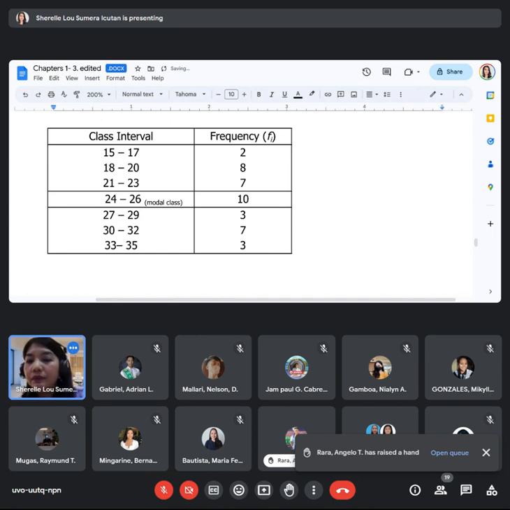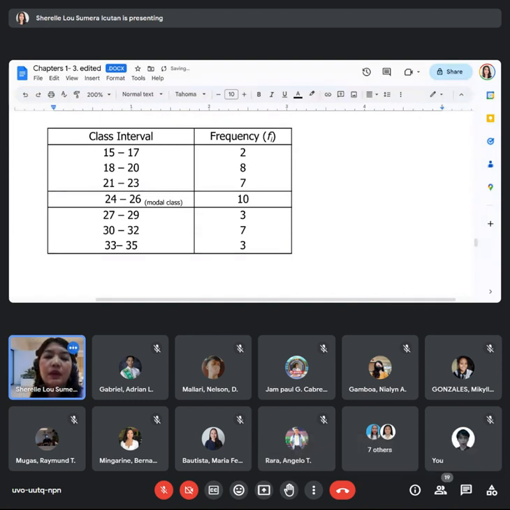Oh, Angelo. Ma'am, yung relative frequency pala po. Relative frequency, kwan lang yon. Parang percentage. Yung 2 divided by the total frequency times 100. Kunwari dito, ano yung total na N mo? Total mo yung frequency mo, 2 divided by the total frequency. Percentage lang. 2 divided by the total frequency times 100. That is your relative frequency.